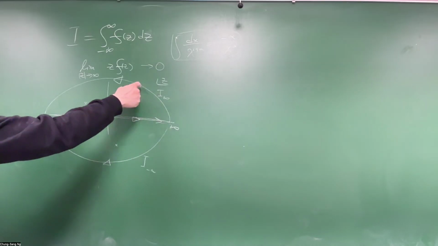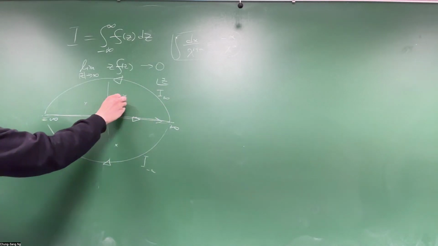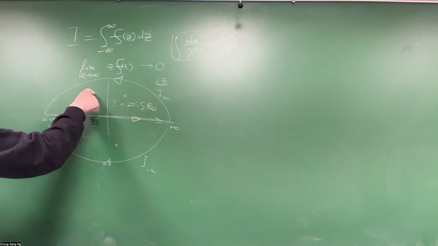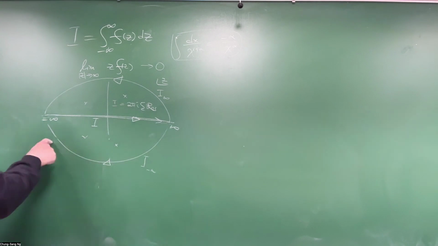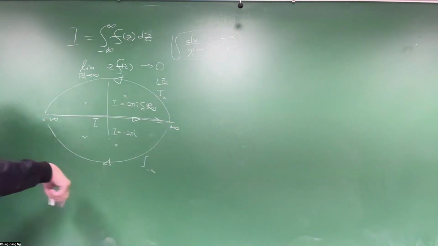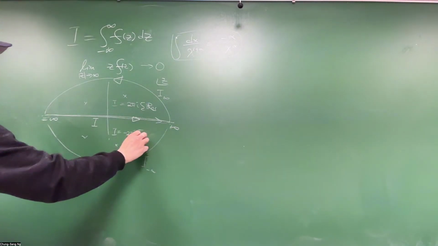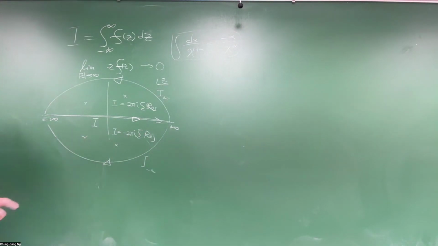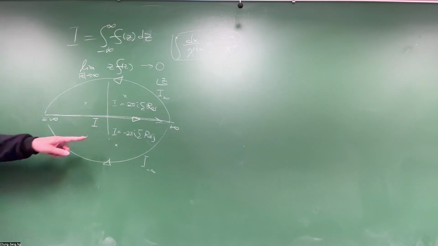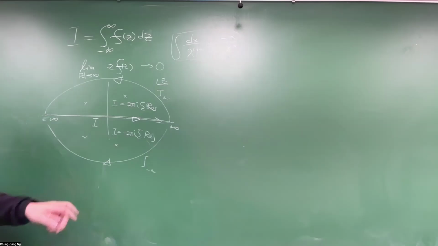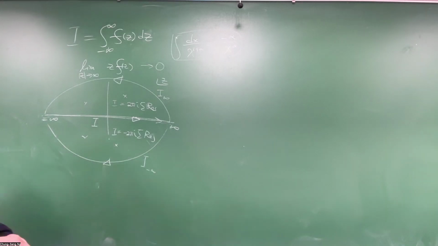For the upper plane, if we close in the upper plane, it will be 2 pi i times the sum of residues of the poles in the upper plane. If you close it below, then it will be minus 2 pi i, looking at the clockwise direction, times the sum of residues for the poles in the lower plane. Just the sign you need to get right, whether you close it upper or lower. Is that okay? So that's the rule.